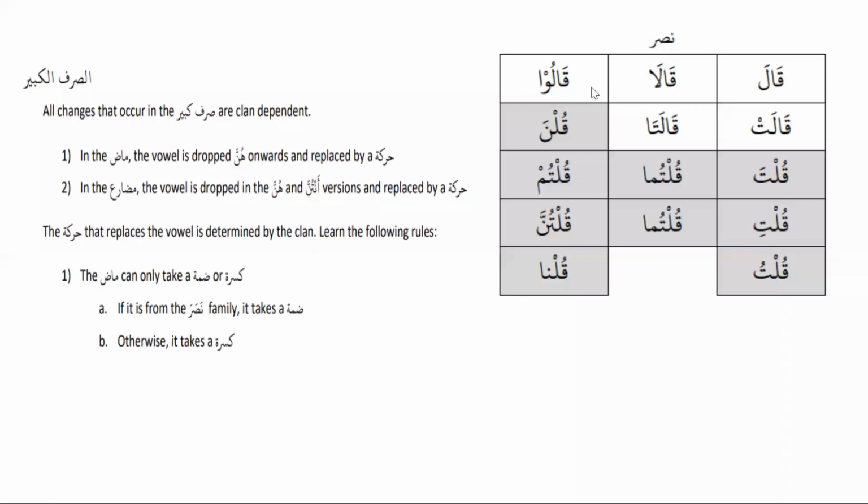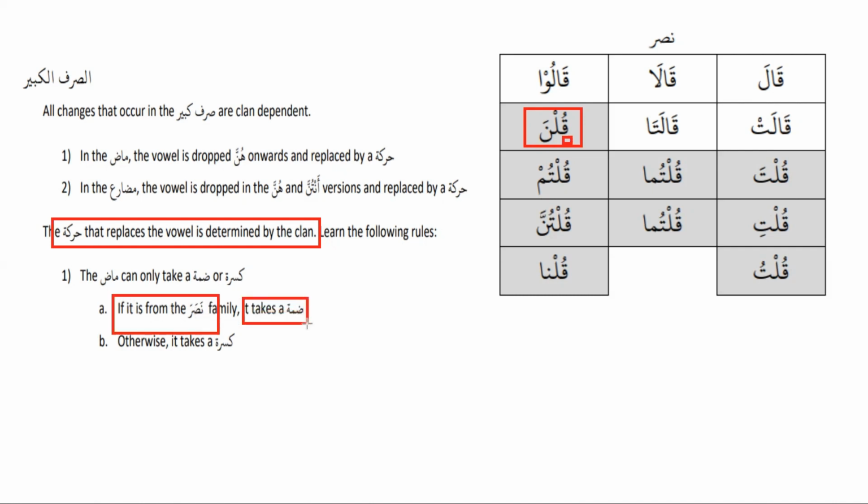In the past tense, from Hunna onwards, the vowel is dropped and replaced by a haraka. Which haraka are we going to put on the Fa kalma? That haraka is determined by the clan or small family. If the word is coming from Nasara, then it is Dhamma. Otherwise, Kasra. So if it's a Nasara family, then we put Dhamma on the Fa kalma. For all other families, we put Kasra.